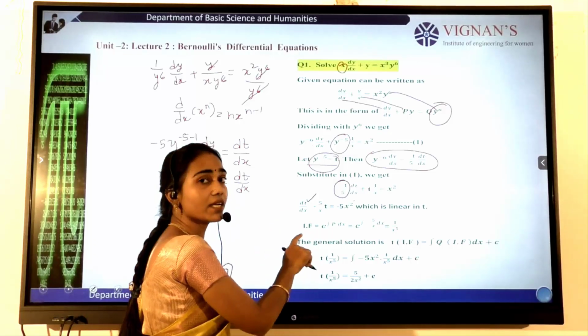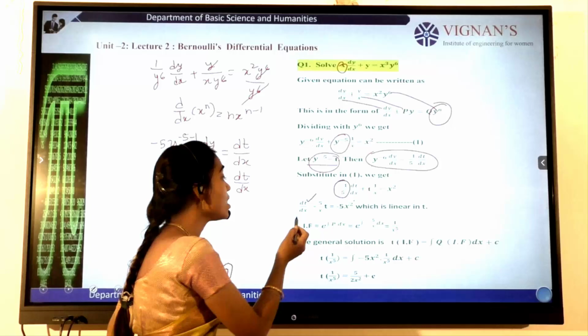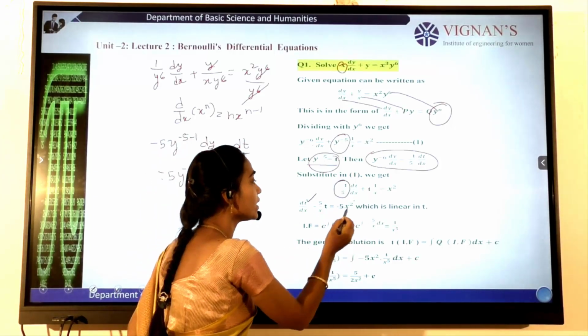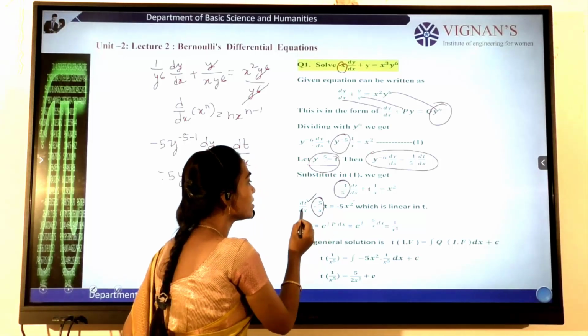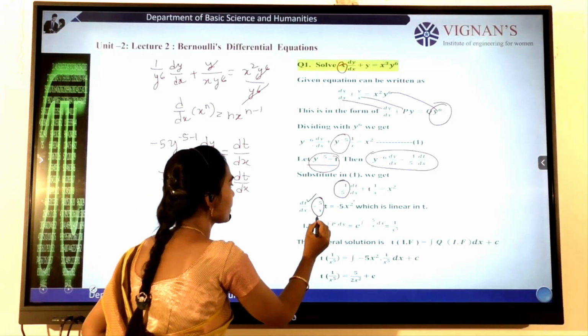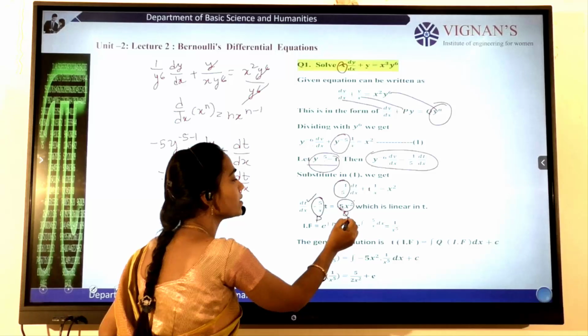Now what is the integrating factor? Now we have to go into the working procedure of linear differential equation. The integrating factor is e power integral p dx. What is our p here? Compare this with linear, dy by dx plus p of x into y is equal to q of x. So this is our p and this is our q.